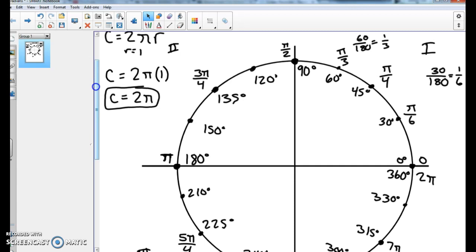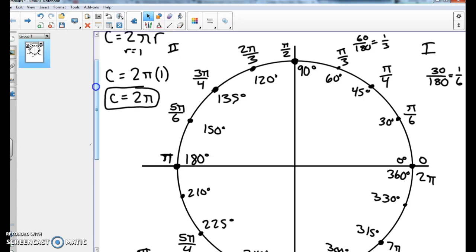Now, here's where math is cool. 120 degrees. That is twice as big as 60 degrees. So we're simply going to double the 60 degrees. So double pi over 3 is 2 pi over 3. And think about 150 degrees, the last number here. That is 5 times as big as 30 degrees. So 5 times pi over 6 will be 5 pi over 6.